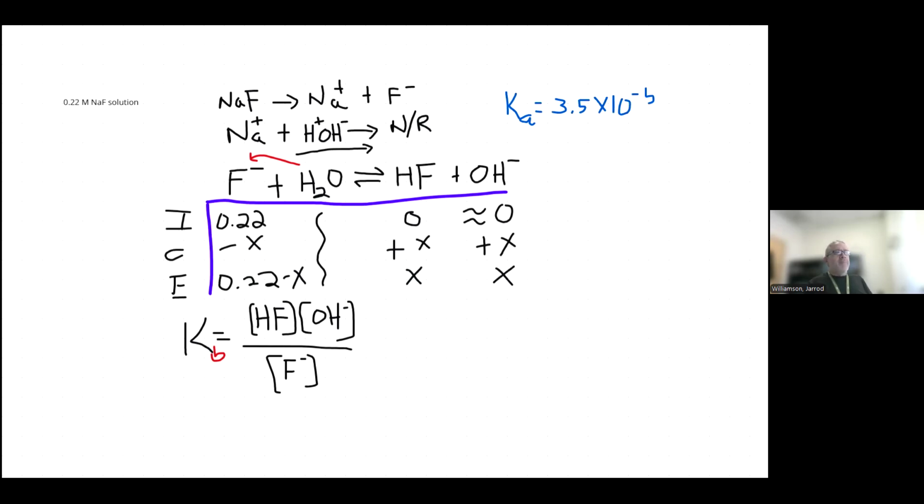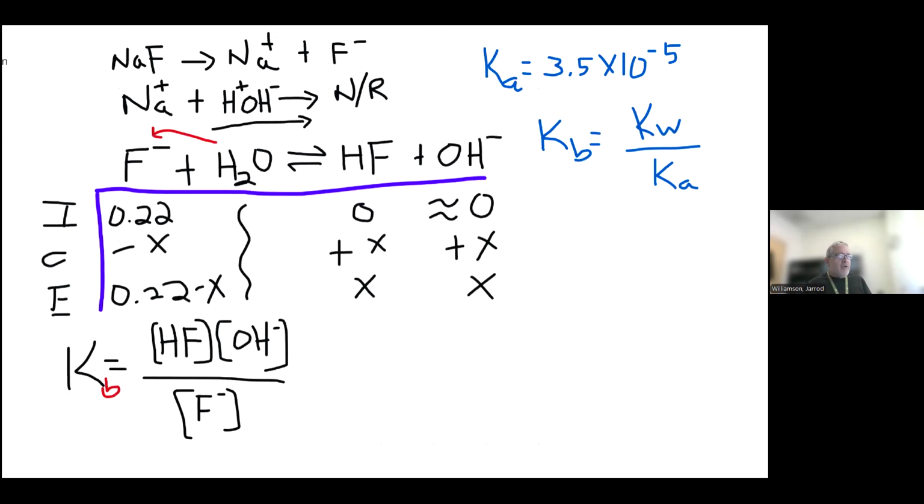I need Kb, I need a numerical value. That's going to be K water over Ka. K water is 1.0 times 10 to the minus 14. We're given Ka. So let me calculate that. 1 times 10 to the negative 14 divided by 3.5 times 10 to the negative 5. I'm not going to worry too much about sig figs right now, guys.